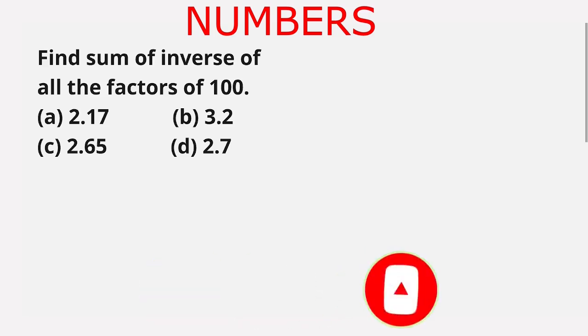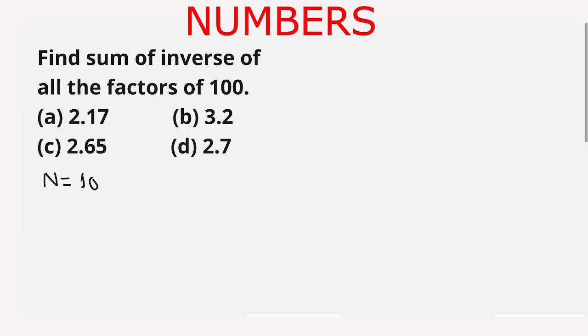We have to factorize the given number n equal to 100 into prime factors, and the prime factors of 100 are 2 to the power 2 multiplied by 5 to the power 2, as 2 to the power 2 is 4 and 5 to the power 2 is 25 and 4 times 25 is 100.